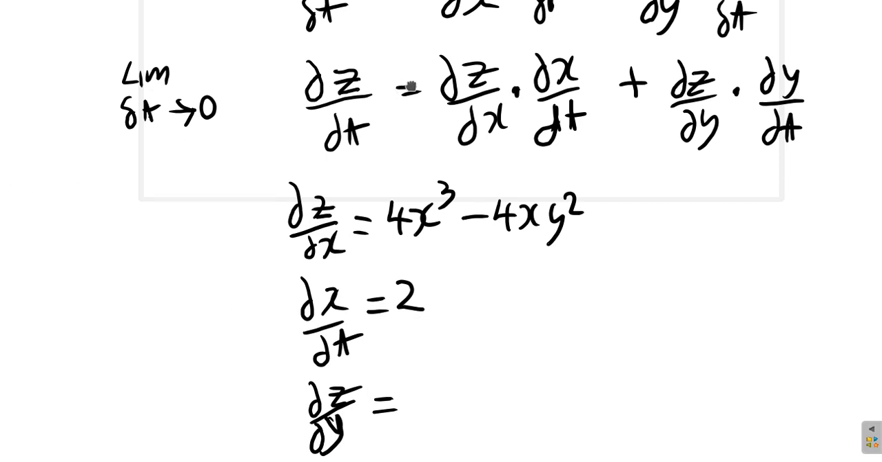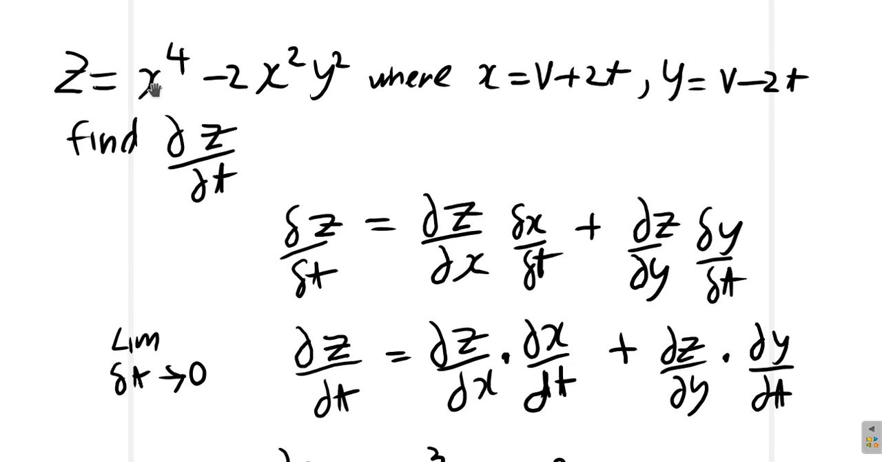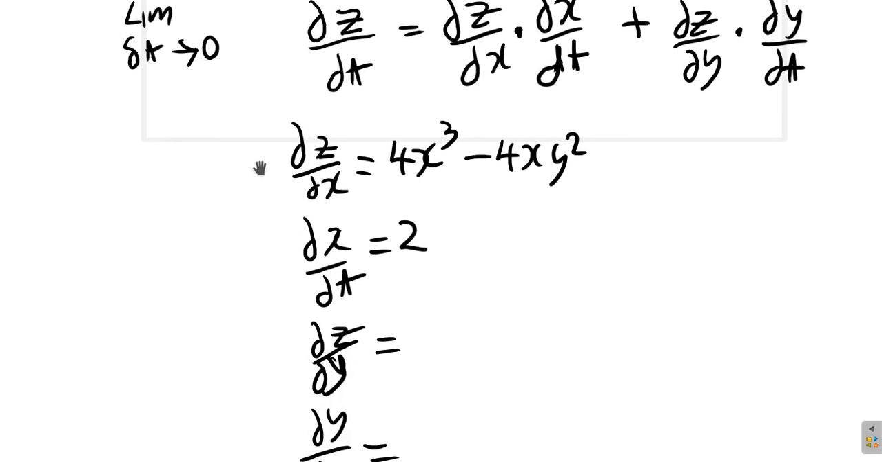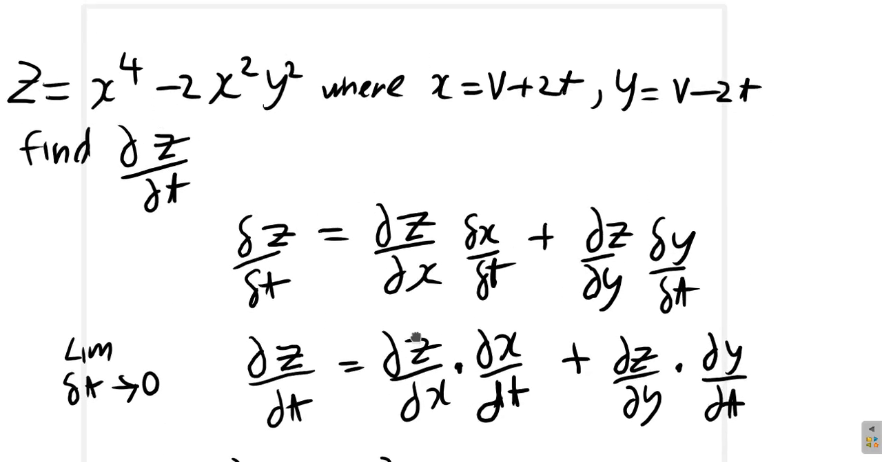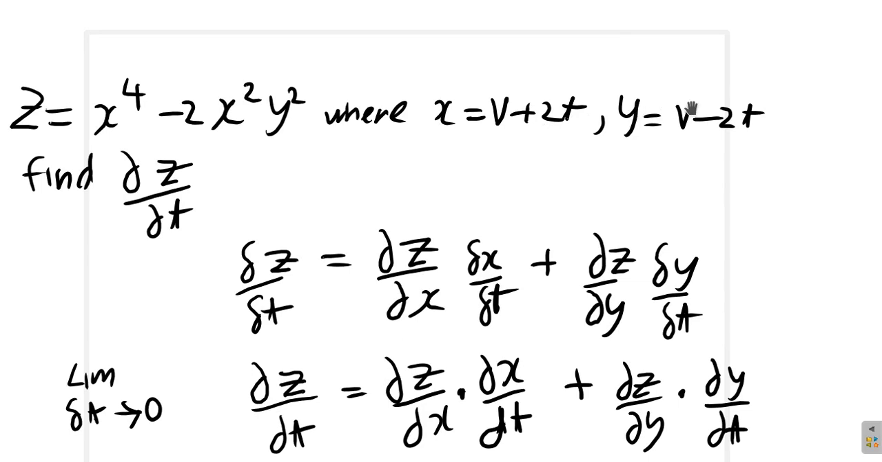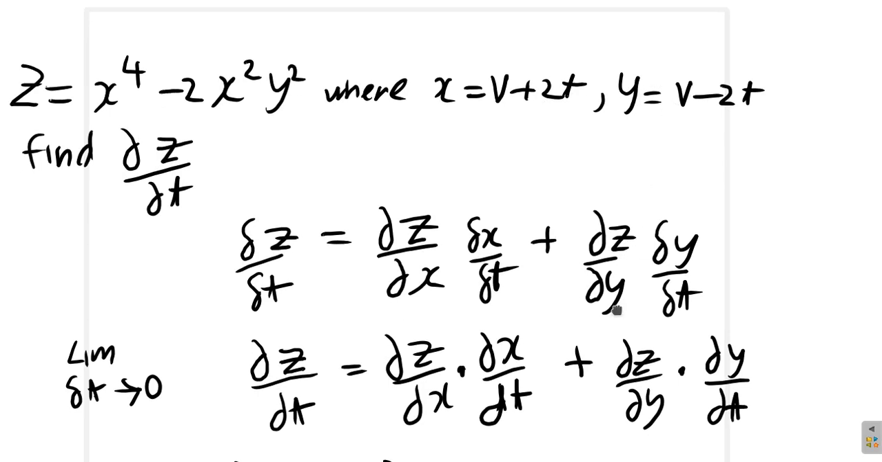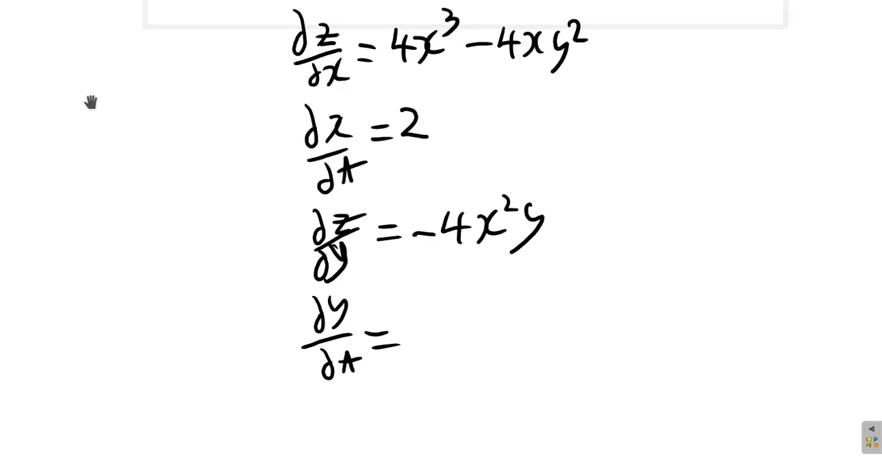What about the partial of z with respect to y? Well, this x will be constant, and then we have 2 by 2, so it's negative 2 twos are 4, negative 4x squared y. Then the partial of y with respect to t is going to be negative 2. Alright? So this is negative 2.